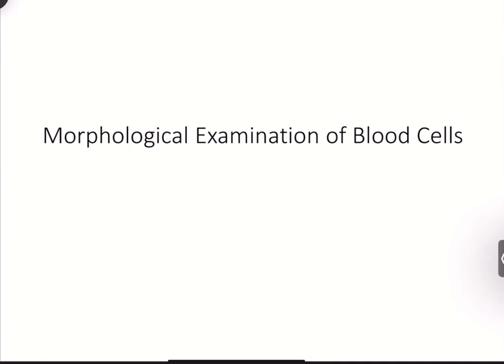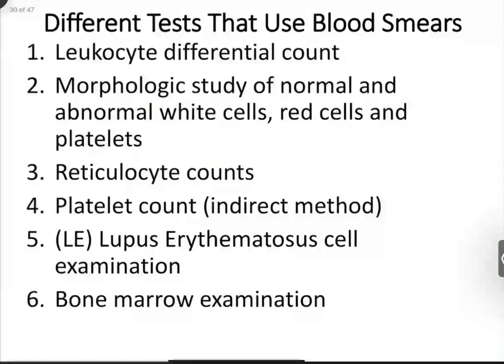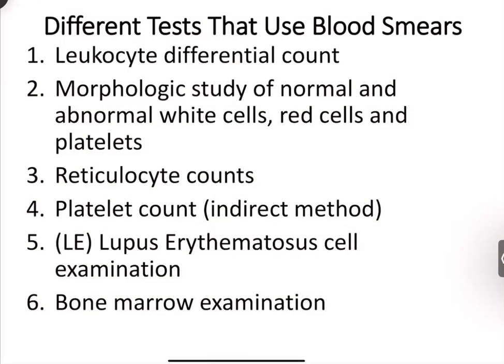Next, you have the morphological examination of blood cells. Morphology. So we will be focusing on the normal cell appearance of your RBC blood cells in the peripheral blood. We do have different tests that use a blood smear. That's why we are requiring you to have a perfect or almost perfect blood smear. For many of your tests, we rely on the appearance of the cells in the smear.